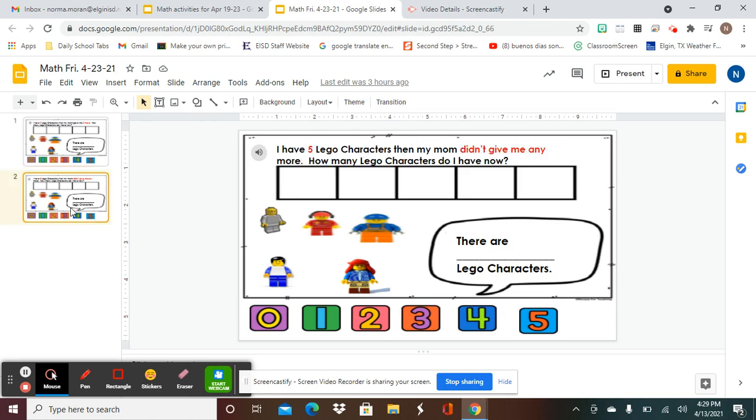Let's look at the second problem. I have 5 Lego characters, and then my mom didn't give me any more. How many Lego characters do I have now? So first he had 5, so you're going to put 5 Lego characters up here. So if the mom didn't give him any more, are we going to put more Legos up there? No, right? So if he didn't get anything, that's the same as 0, and 0 means nothing. So you're not going to add any more up there, okay? And then you're going to look for the number, and you're going to put the answer right here. All right?